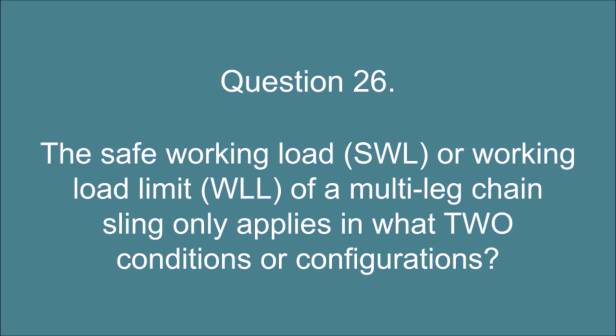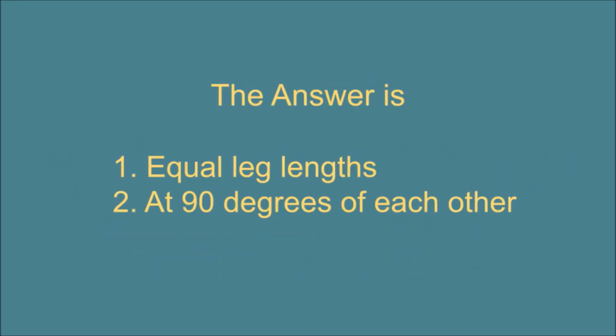Question 26. The safe working load, SWL, or working load limit, WLL, of a multi-leg chain sling only applies in what 2 conditions or configurations? The answer is 1. Equal leg lengths. 2. At 90 degrees of each other.